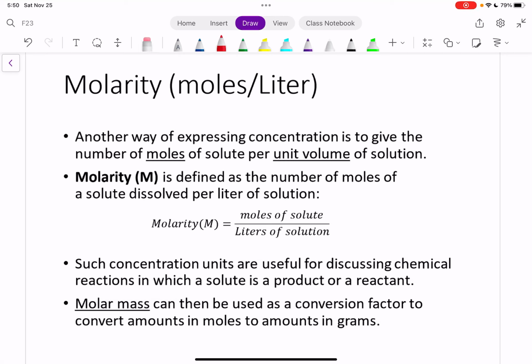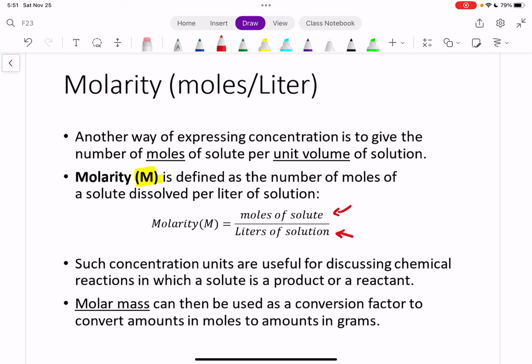In this video, I want to continue our discussion of concentration. Specifically, we want to look at a new way of expressing concentration called molarity. Molarity, we use the symbol capital M for molarity, and it's defined as the number of moles of our solute dissolved per liter of solution.